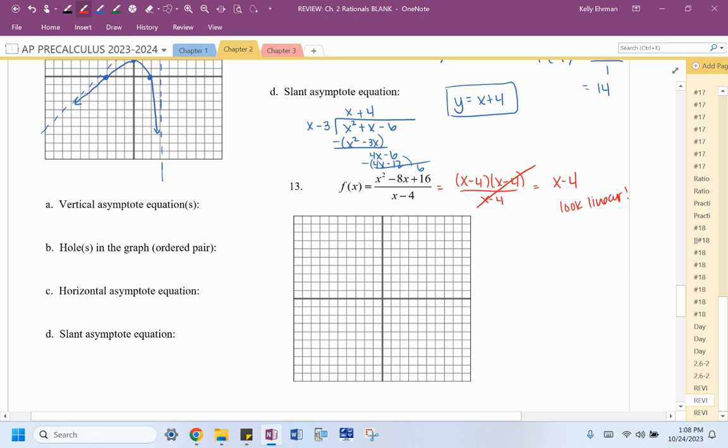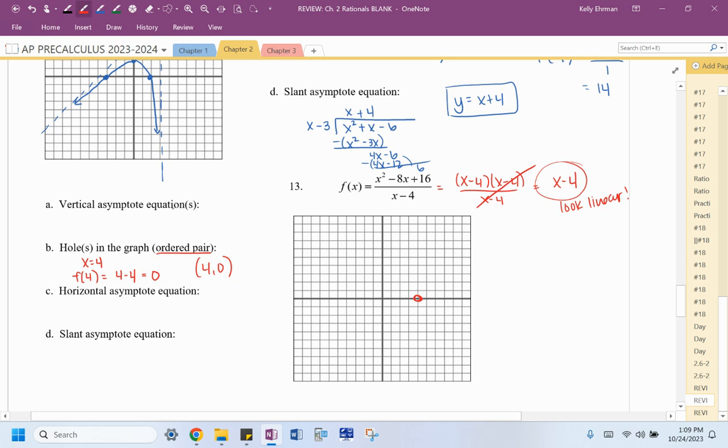There is a hole in this graph at x equals 4, but I want you to write the hole as an ordered pair. So I say f of 4. This is not technically correct. We're plugging in 4 into our simplified f of x and getting that we should plot the hole at the ordered pair 4, 0. The point 4, 0 does not exist on the graph, but the graph gets, remember this from AP Classroom, arbitrarily close to 0 as we get closer to this point.